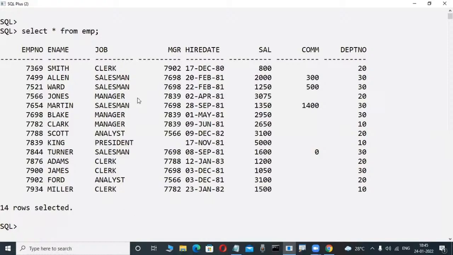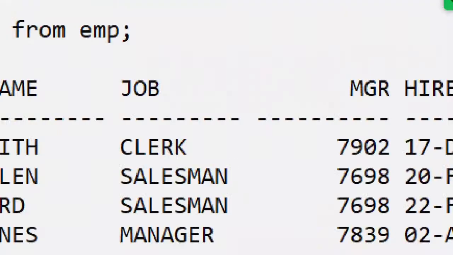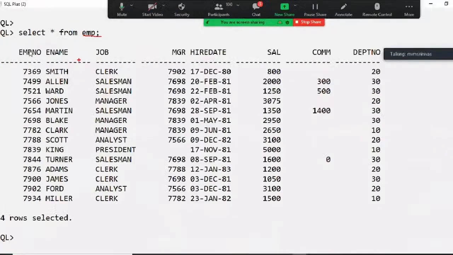Observe here, the EMP table, a predefined table. Same as these tables, you are also creating tables. Don't worry. And now here, the EMP table. In this EMP table, at least how many columns are there?